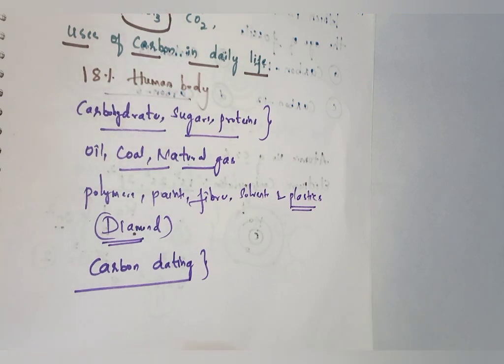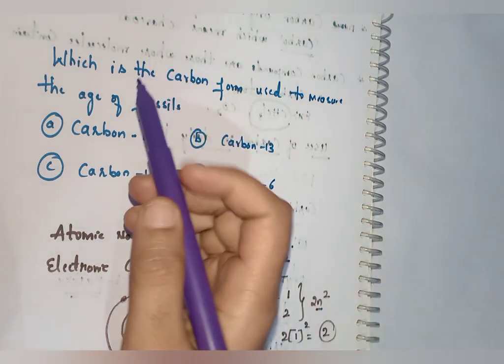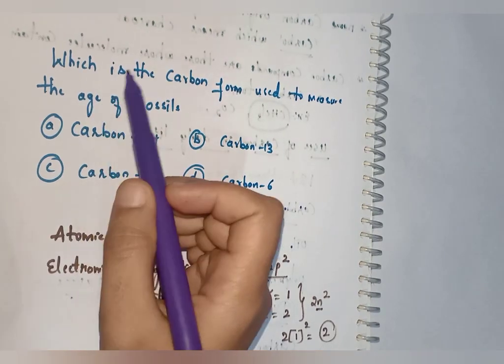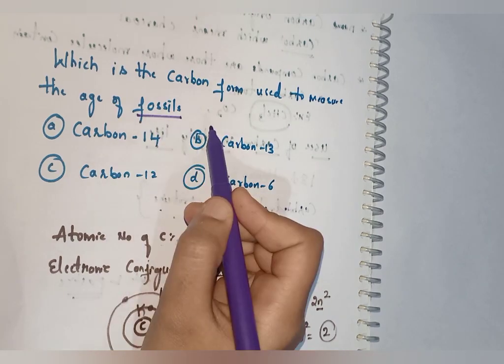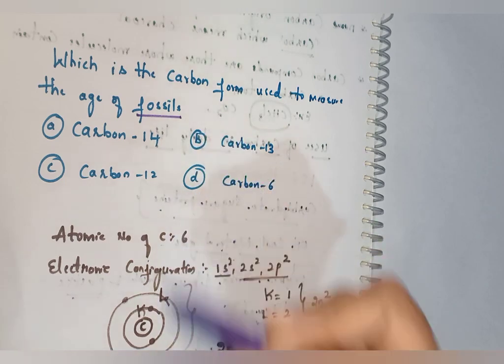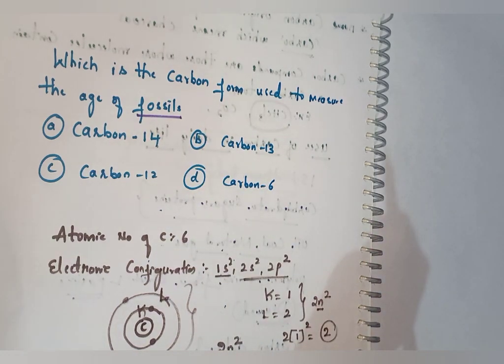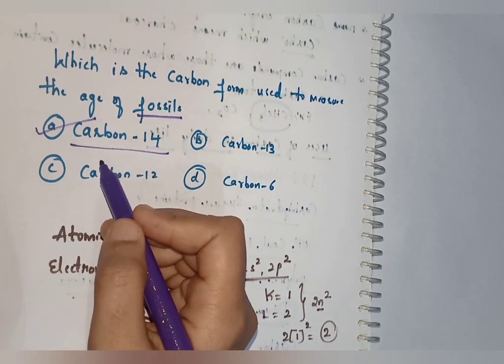Let's see the important question asked here. I said that by doing carbon dating we can measure the age of things, like fossils. So the question may be asked like this: which is the carbon form used to measure the age of fossils? Carbon is present in the form of different isotopes. So carbon-14 is the right answer for this.